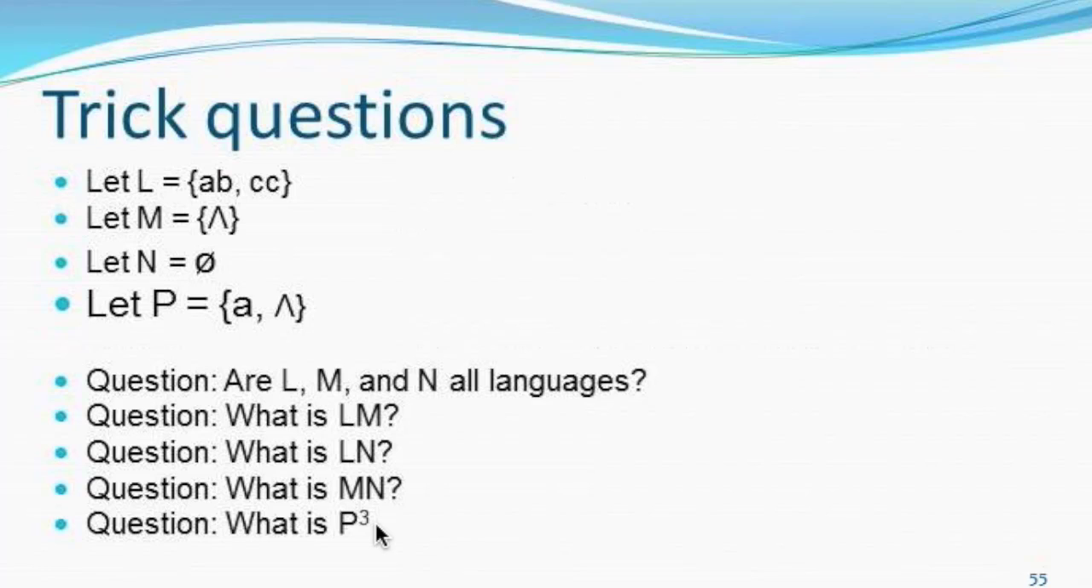Finally, there's the question, what is P cubed? And this is a little bit trickier, right? But what I'm going to tell you is P cubed has 4 elements in it. P cubed has lambda in it, right? Because if we concatenate lambda with itself 3 times, we get lambda. It has A, because that's the same as A concatenated with lambda and lambda. It has AA, because that's just AA lambda. And it has AAA if we take all 3 A's. So P cubed is the set containing lambda, A, AA, and AAA.